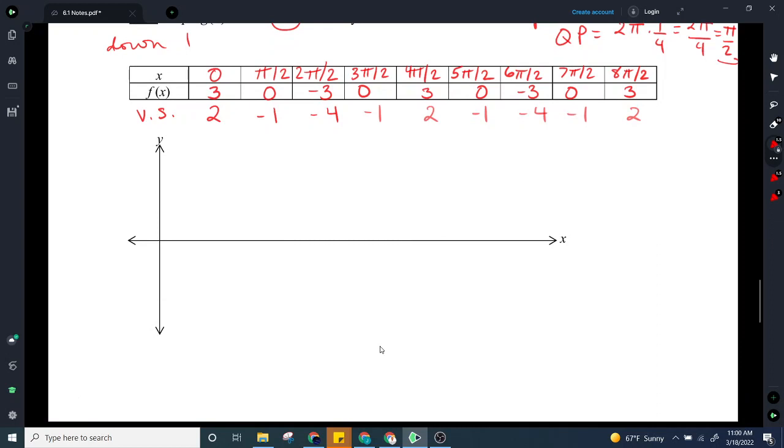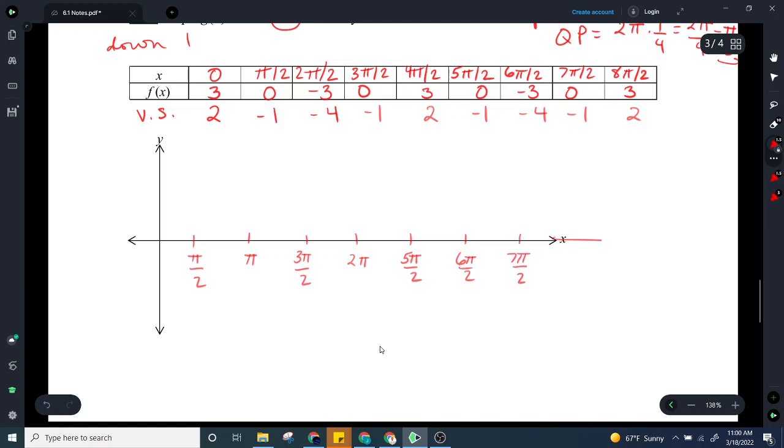All right, so let's get our X values. So pi over 2. I'm going to go ahead and reduce these now. Pi, 3 pi over 2. I don't know why I reduced some of them and not the others, but that's okay. You get the idea. You don't have to reduce any of them. All right. So we're just going to graph the vertical shifting.